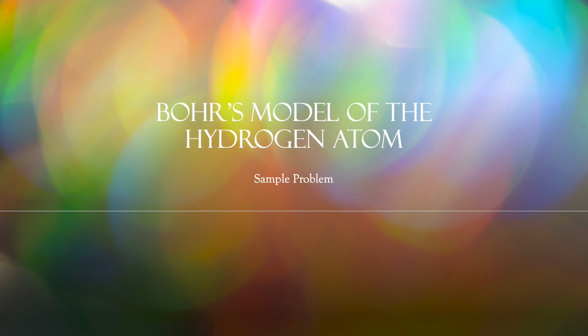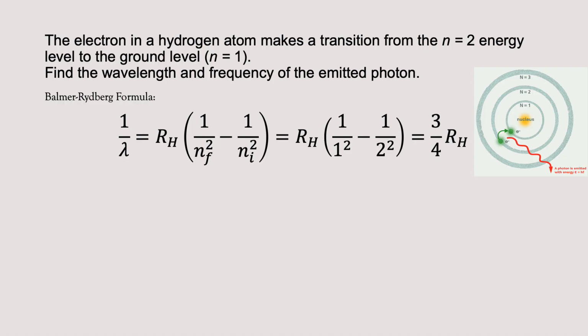In the previous video, we talked about the Balmer series, particularly the principles behind Bohr's model of the hydrogen atom. So now let's have one sample problem on Bohr's model of the hydrogen atom. Consider an electron in a hydrogen atom making a transition from energy level n equal to 2 to its ground level. We are asked to find the wavelength and frequency of the emitted photon.